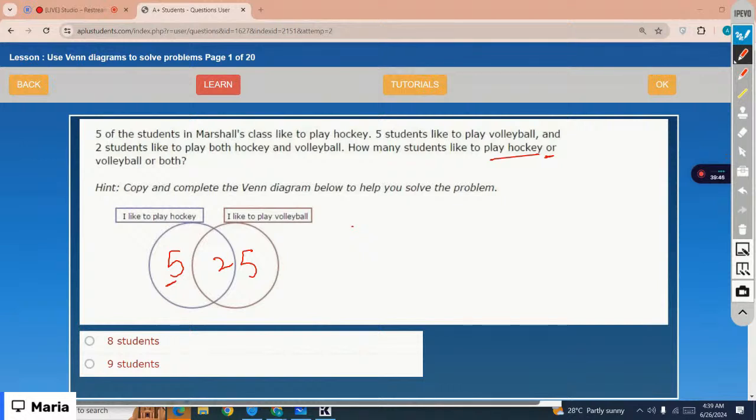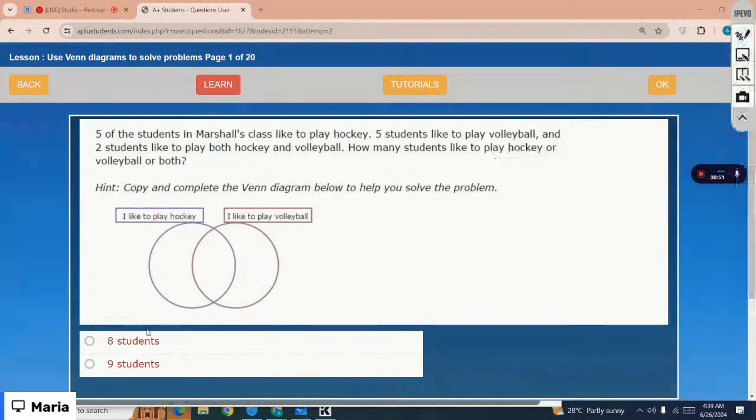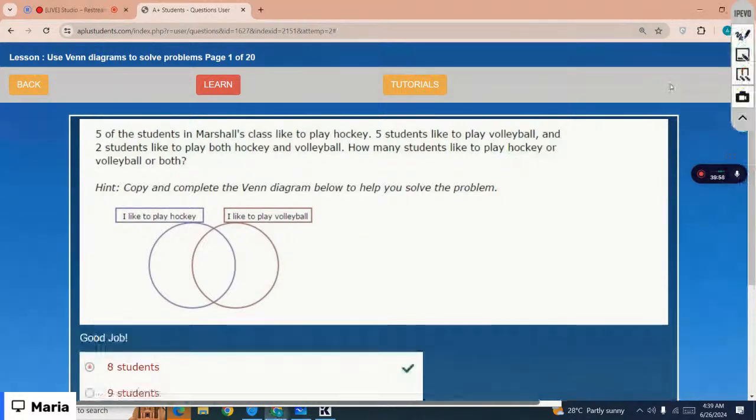The correct option is 8 students. Option 1 is the correct option, right? Let me just explain how.